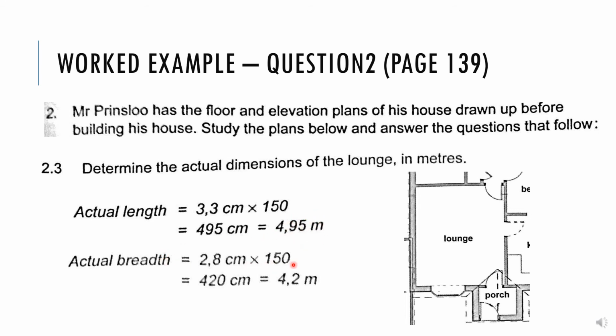And we do the same with the breadth. Measure 2,8 centimeters times 150. You get your answer of 420 centimeters, and that is 4,2 meters. And that's your answer. They just want the dimensions of the lounge in meters.